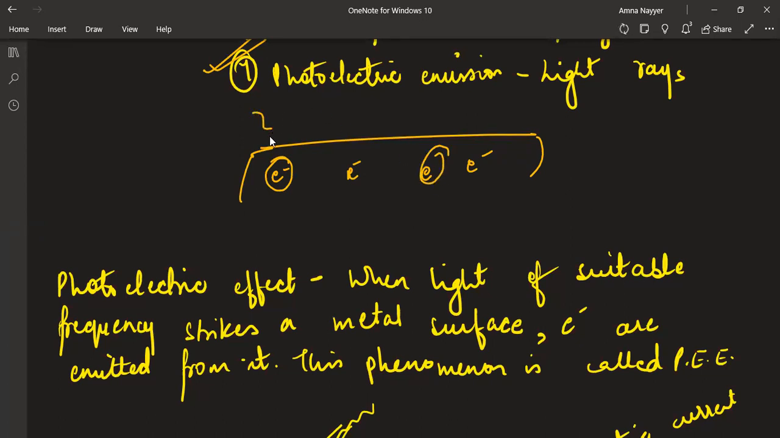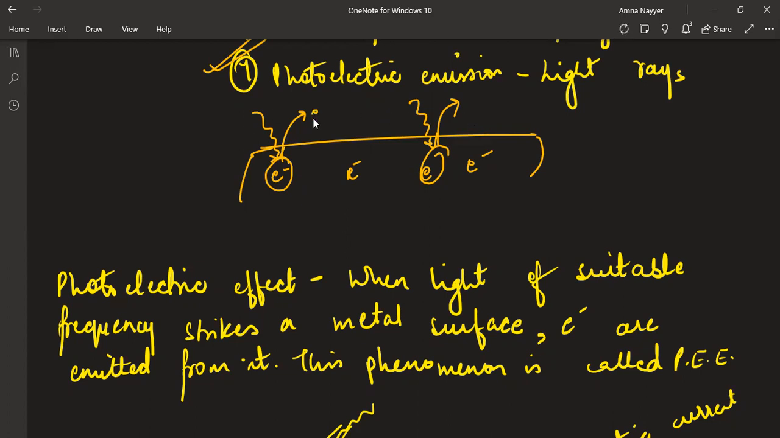If these electrons are given the necessary frequency, the necessary wavelength, then these will be ejected from the surface. So when light of suitable frequency strikes a metal surface, electrons are emitted from it. This is known as photoelectric emission. I think you had the quantum physics part in 11th standard when you were studying structure of atom in chemistry. You had all these, right? So the photoelectric effect is when light of suitable frequency strikes a metal surface and electrons are emitted from it. This phenomenon is known as photoelectric emission.